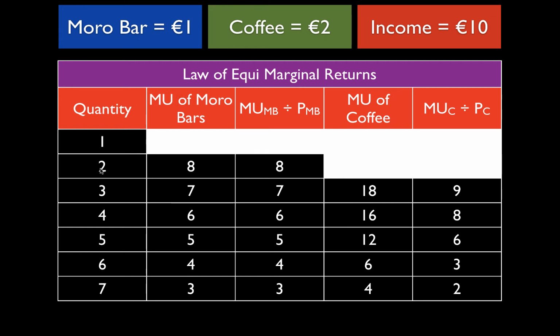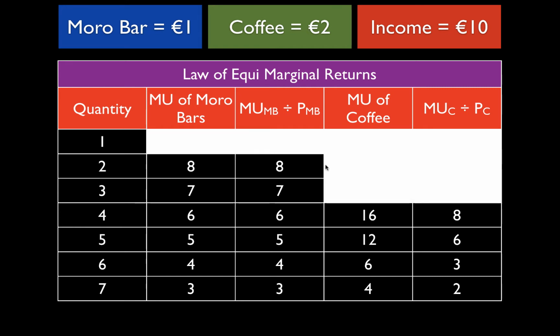So which should he buy now? The second Morrow bar, which gives him 8 marginal utils per euro, or the third cup of coffee, which gives him 9 marginal utils per euro? Well, he's getting better value in terms of utils per euro buying the third coffee than the second Morrow bar. So he buys the third coffee. And then we start again.